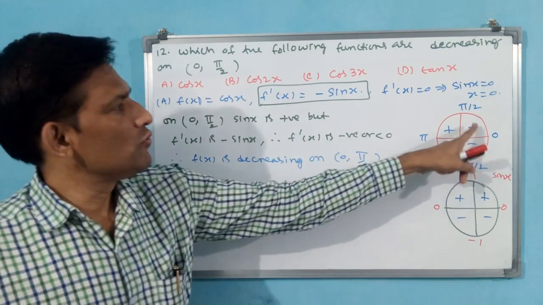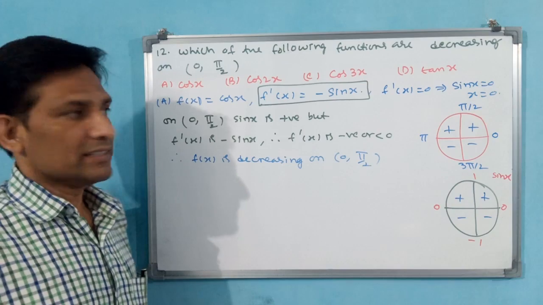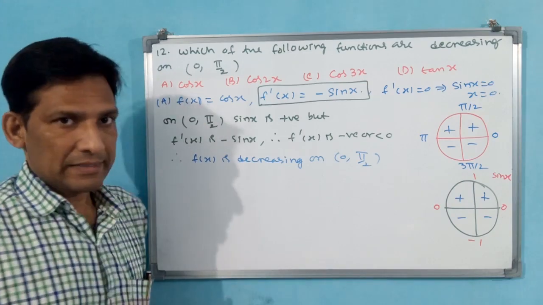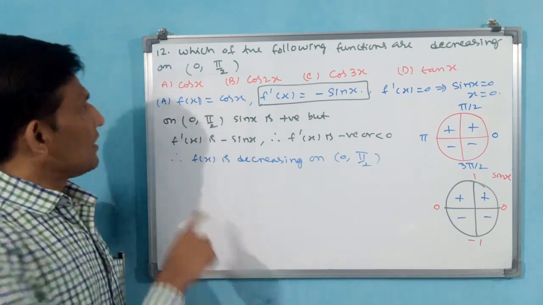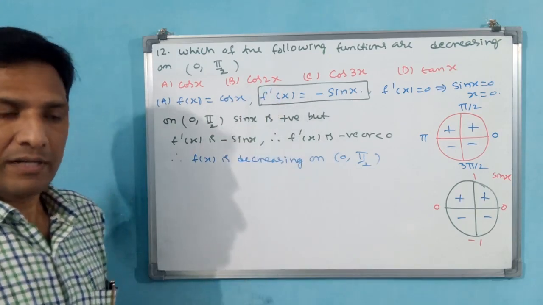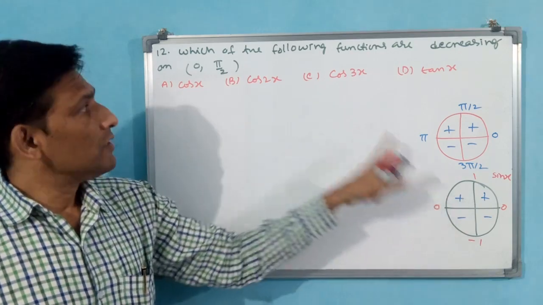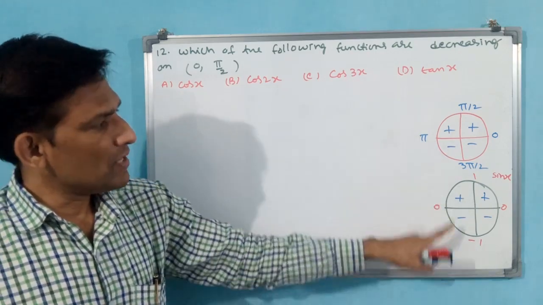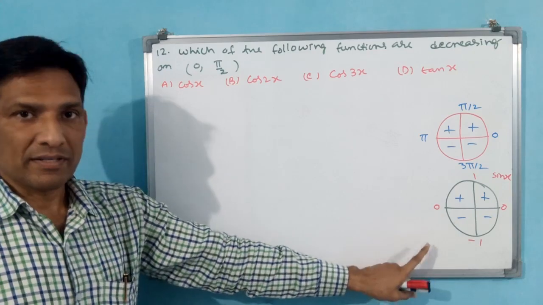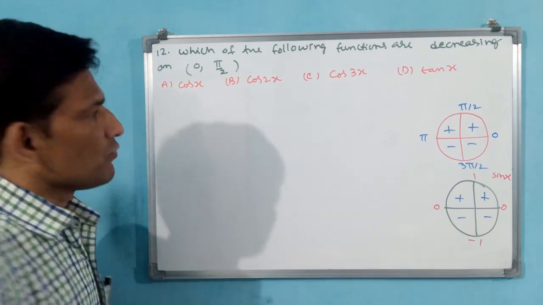0 to pi by 2, decreasing. Why? Because sin x is increasing, but minus is going to make it decreasing. This is for cos x. You note down, I am rubbing it. Again, we will go back for cos 2x. See, for cos 2x also the same will come, because again sin 2x, for this also the same will come. These diagrams we will keep like this only. Okay, let us proceed.